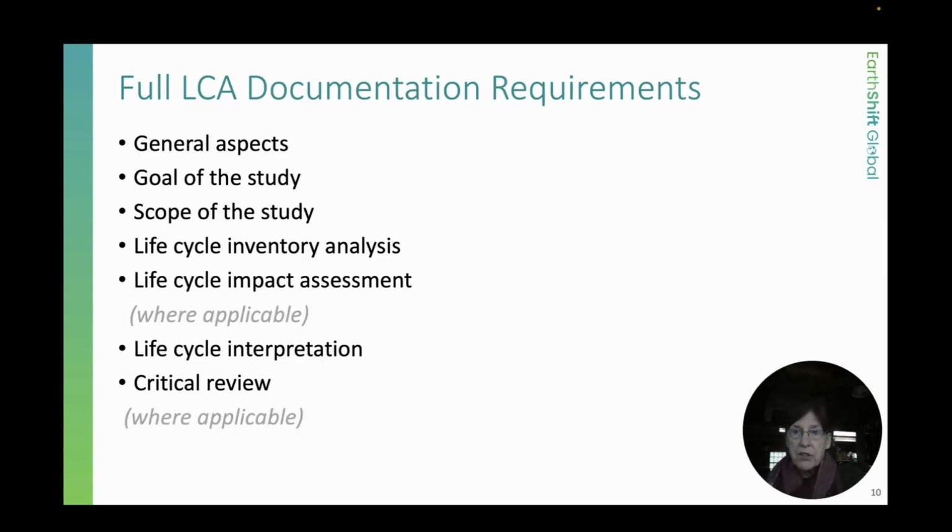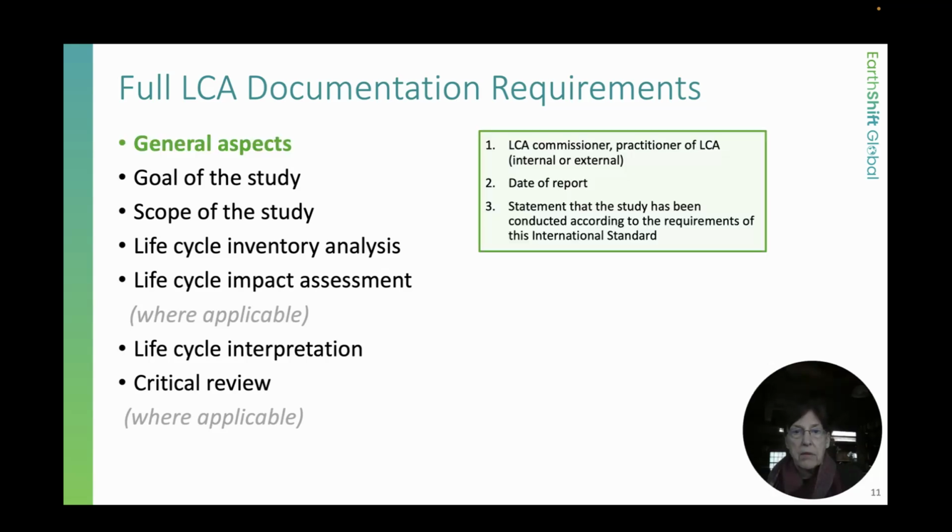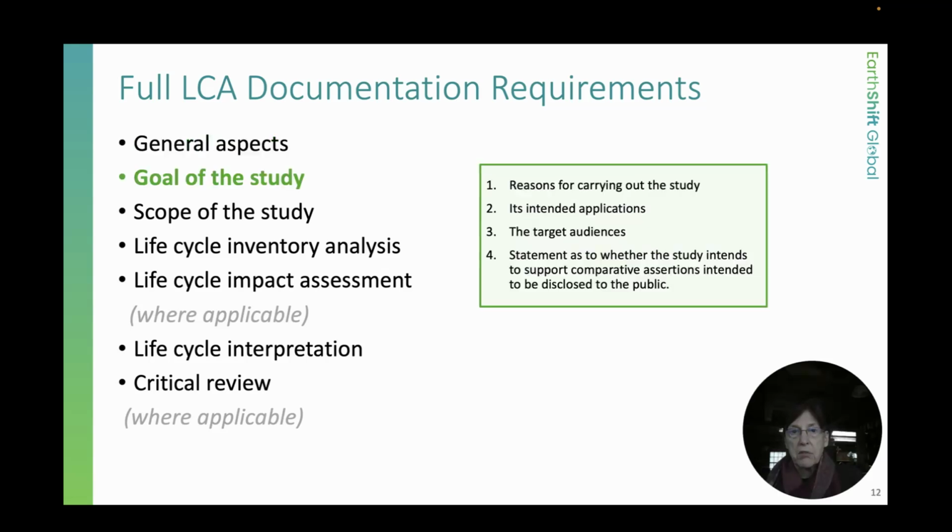The major sections of a full LCA report include the general aspects, the goal of the study, the scope of the study, the life cycle inventory analysis, impact assessment, interpretation, and critical review. We'll go through each of these pretty quickly. So the general aspects include who did the study, who paid for it, when it was completed, and some wording so people know it was done to the standards.